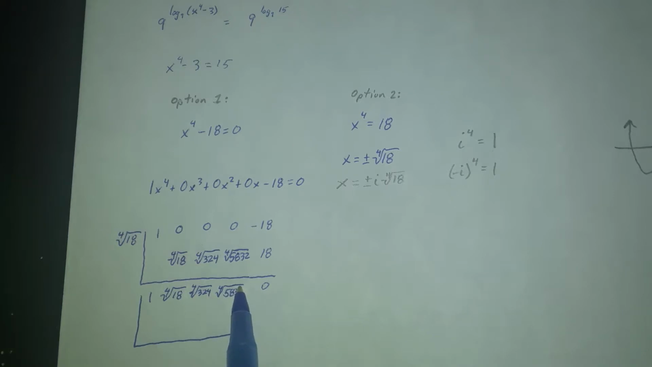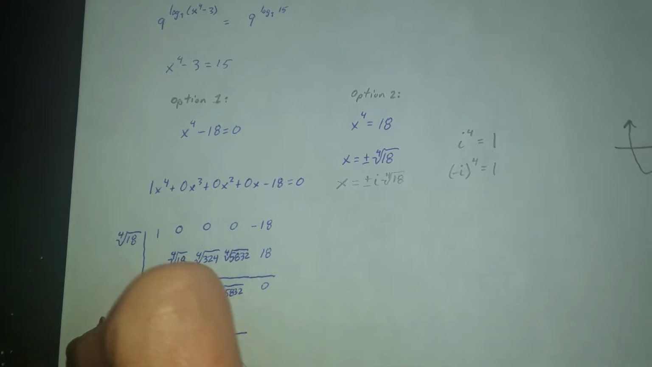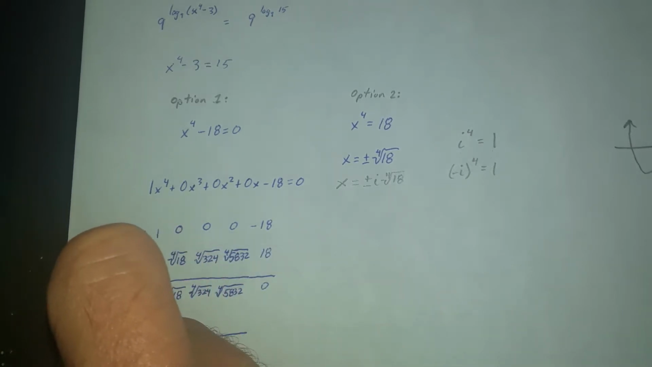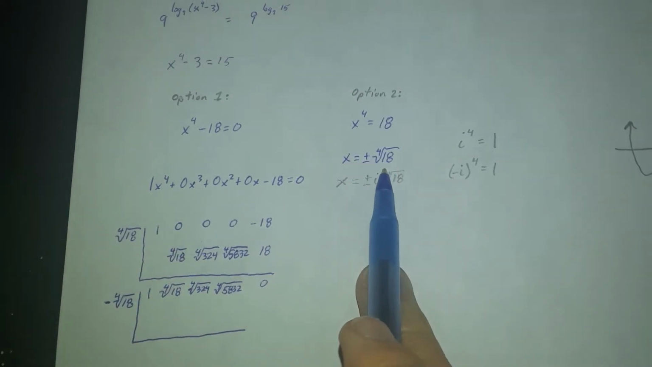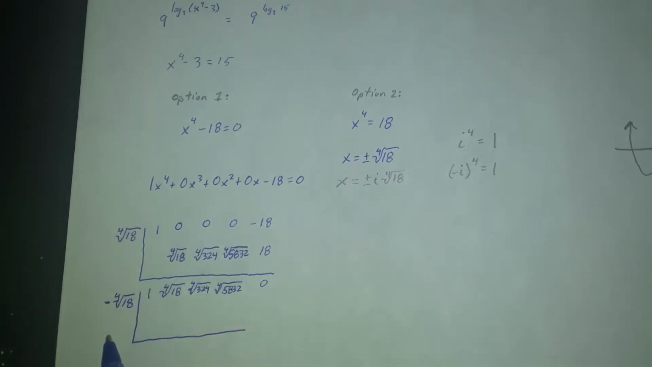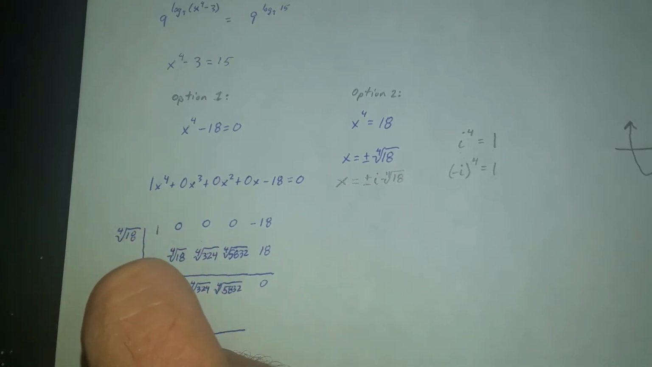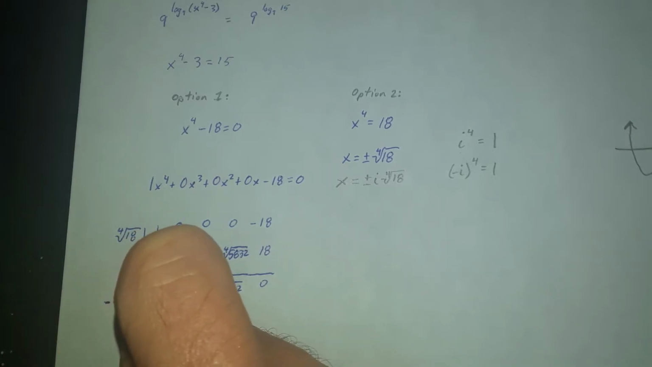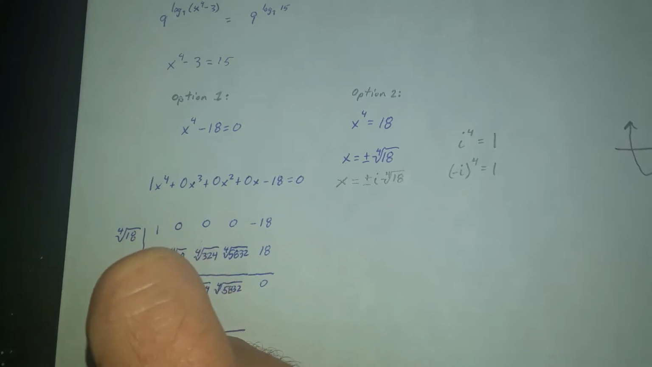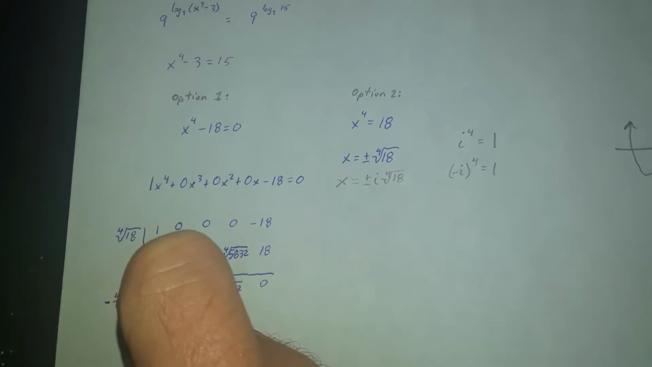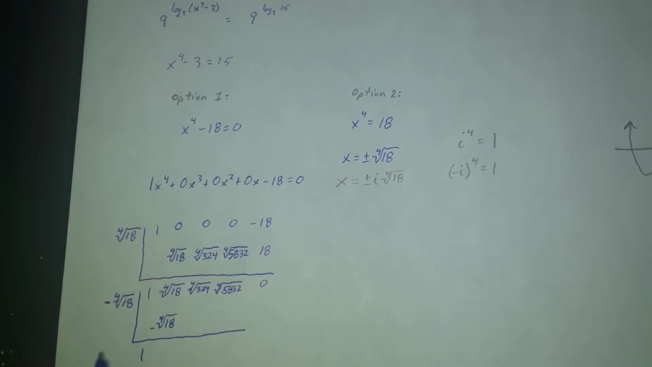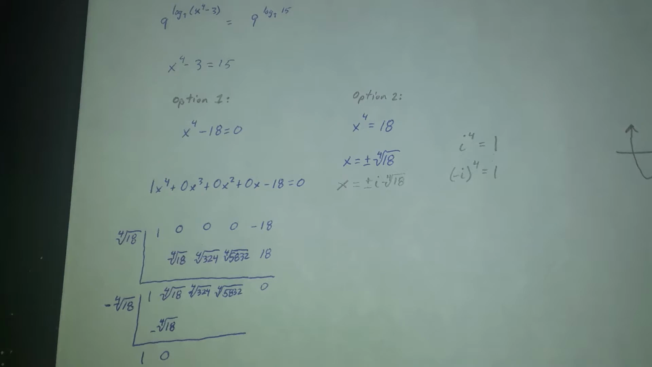So now I'm going to continue my synthetic division with these 4 terms. This is the depressed polynomial after I divided this, and I'm going to divide by the negative version of this. This was the other root that I found over here. So these are the 2 real roots that I'm dividing by. I repeat this process again, and I get 1 down here, then negative fourth root of 18, and I add these 2 together and get 0 here. So that turns out nicely.